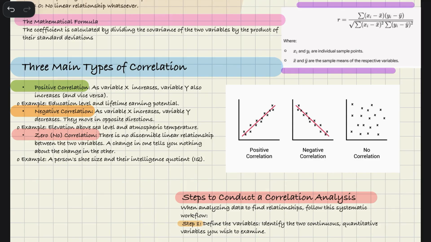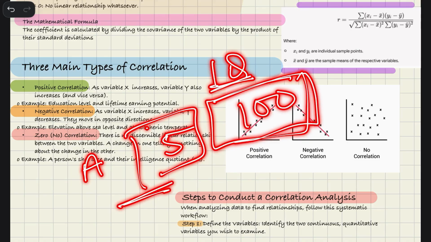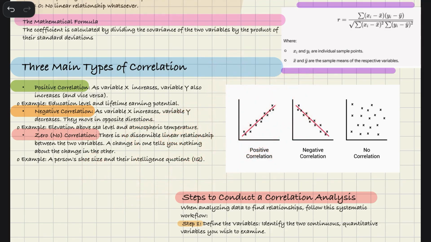A great example of zero correlation is a person's shoe size and their IQ. If person A's shoe size is 5 and their IQ is 100, the shoe size has nothing to do with the IQ, right? Knowing someone has a larger foot size doesn't mean they will have a higher IQ. Cognitive ability doesn't depend on your shoe size. So there is zero correlation in such a scenario.